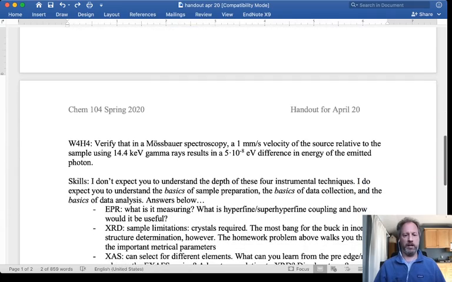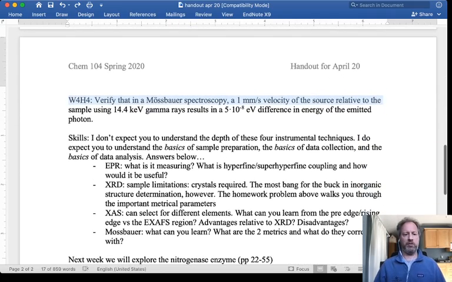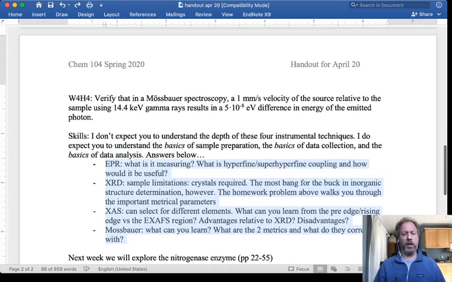Homework 4 has you looking at some Mössbauer. And then here are some skills. The answers to these skill questions are below, down here. Don't read them yet. But try to see if you can answer these questions before you take a look at the skills.